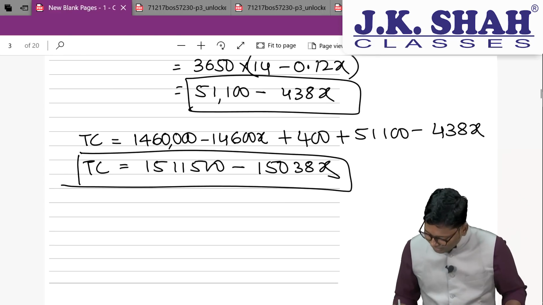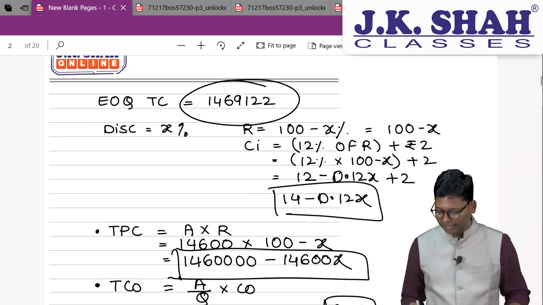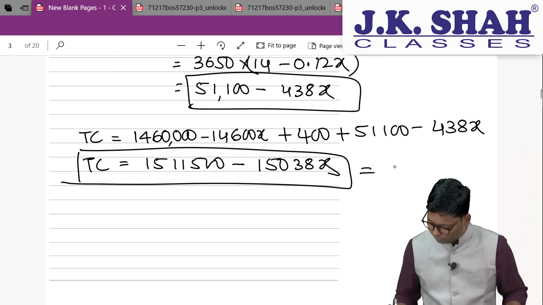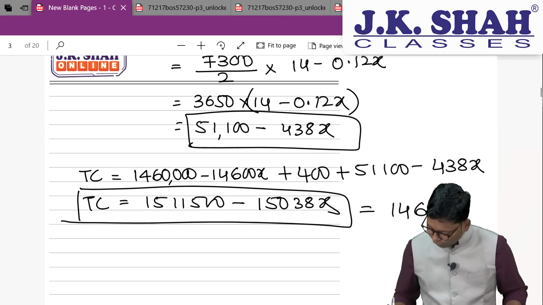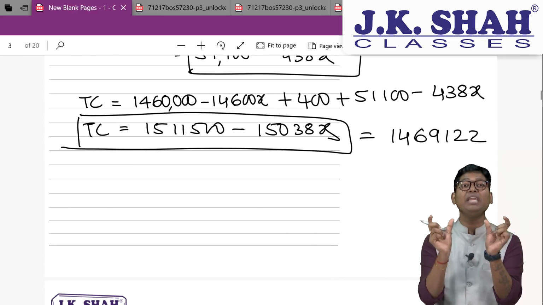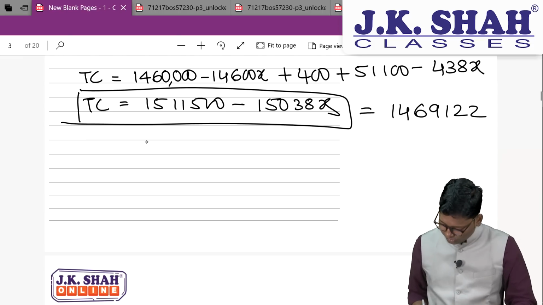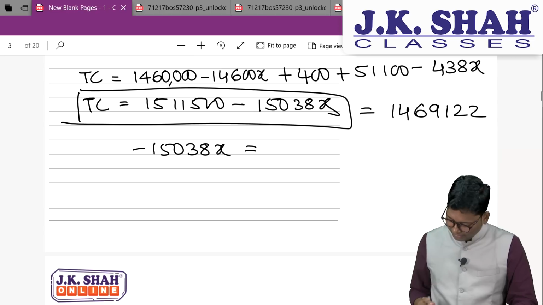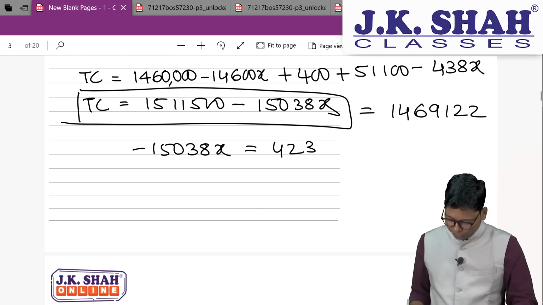Now, when you compare this with the EOQ's cost, your EOQ's cost was 14,69,122. Means by following EOQ, the entire purchasing cost is 14,69,122, so the difference between these two values should be asked for the discount, no? Now, if you calculate the difference between these two values, so this will become 15,038X equals 14,69,122 minus 15,11,500 is equal to 42,378.